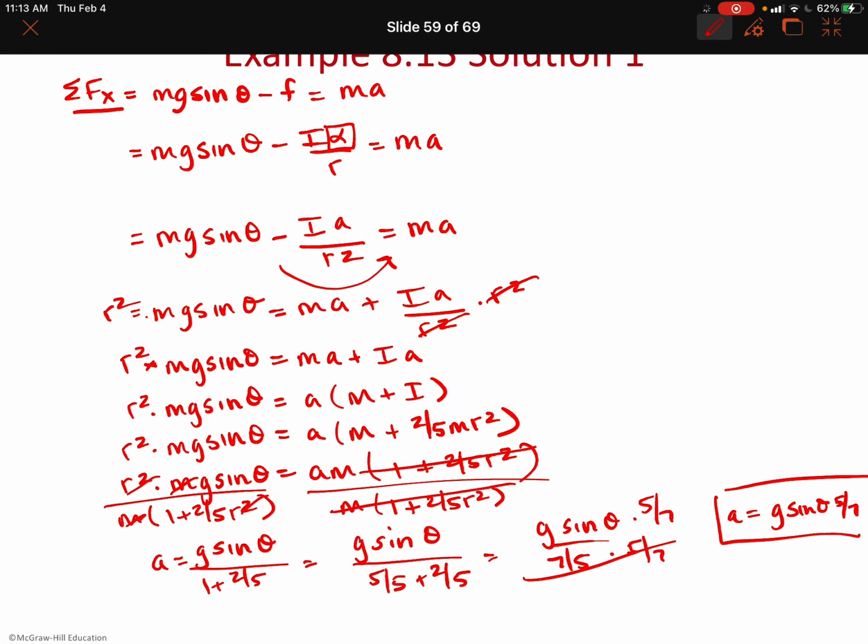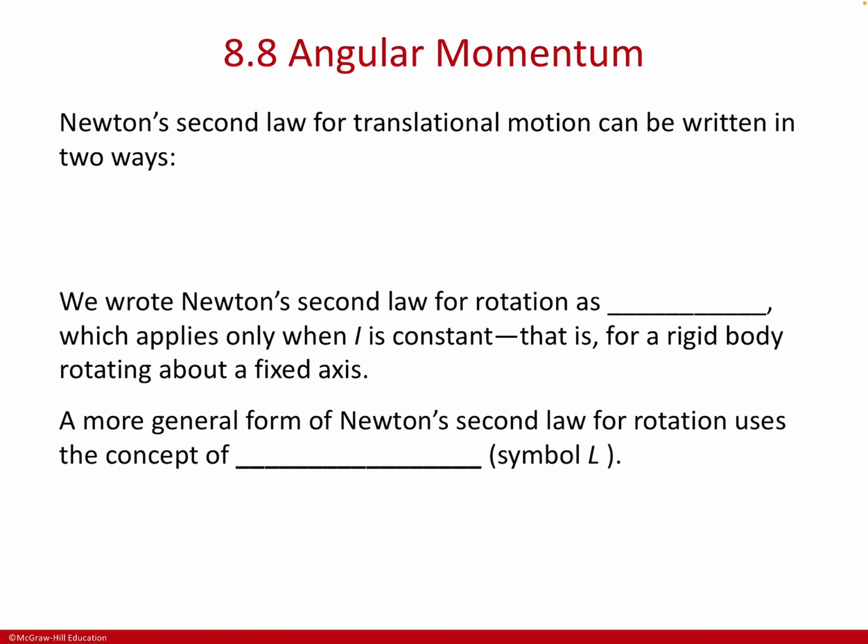Okay, so we stopped here. We are on to angular momentum finally. So if you've gotten to the homework and it's started throwing in a symbol with an L and you're like, what in the world? That's angular momentum, okay? So we're getting there.